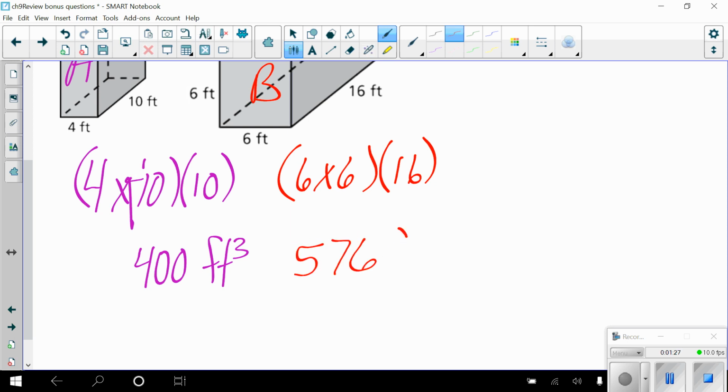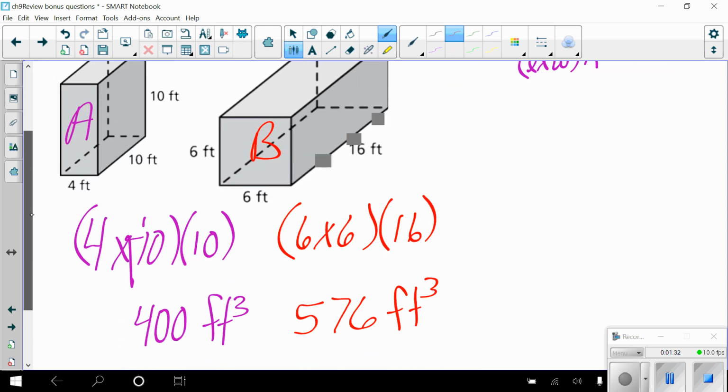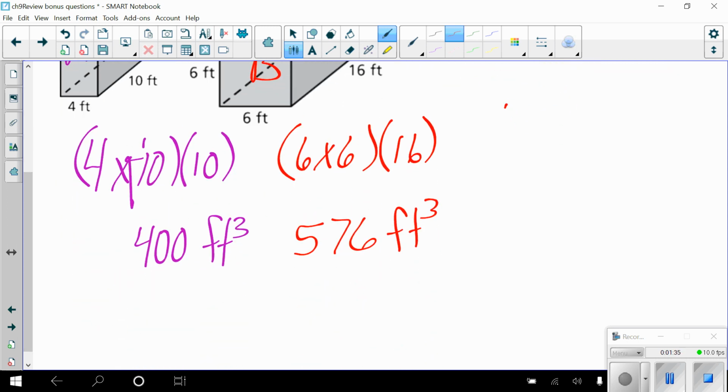576 cubic feet. Okay, the question asked how much more is the volume? Looks like B is bigger, so we would do 576 and subtract 400. So the difference, how much more, would be 576 minus 400, and that would be 176 cubic feet.